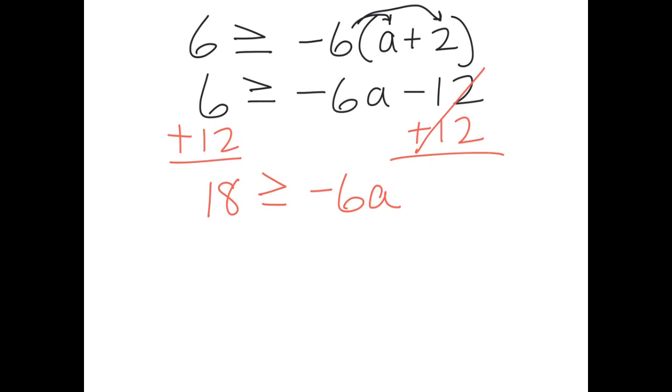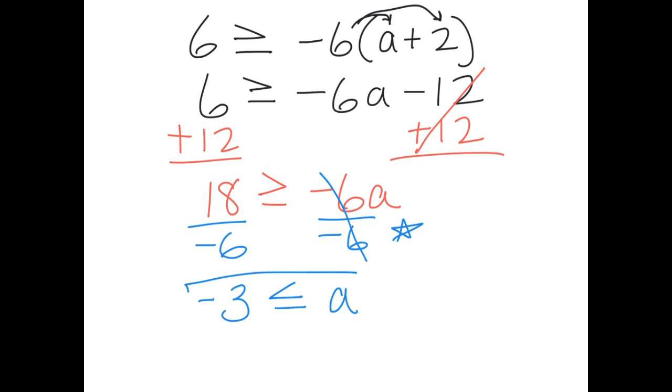Now we'll get rid of the negative 6 by dividing. And on this side we have a negative 3. On this side we have the a. And then what happens with the inequality sign? Does it stay the same or does it flip? I hope you said it flipped because we did divide by a negative number. And so the answer to this one is negative 3 is less than or equal to a, or a is greater than or equal to negative 3.